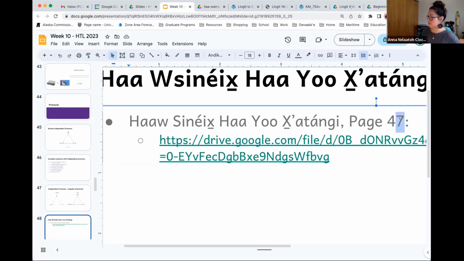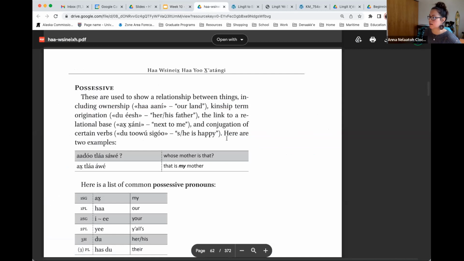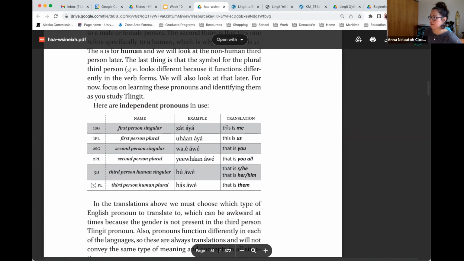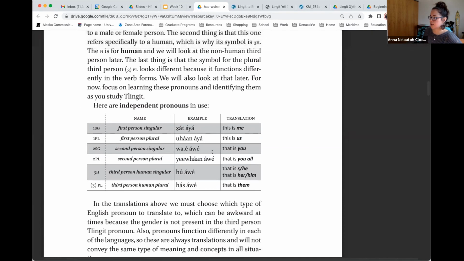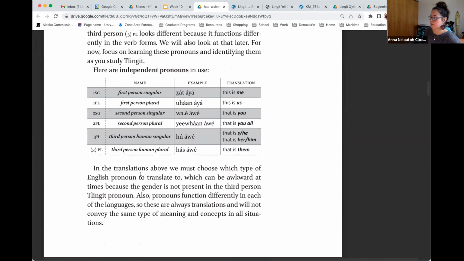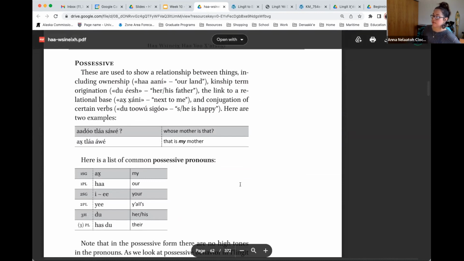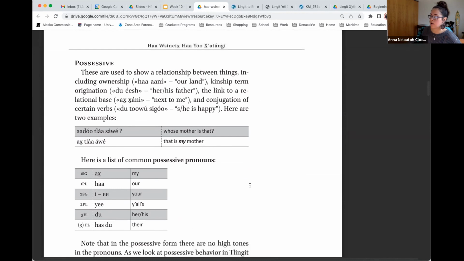Pronouns are page 47. And then for our next type, we're on page 48 here. So we talked about independent pronouns. This is me, this is us, that is you. And our next type is possessive. So possessive pronouns are used to show a relationship between things, including ownership, such as Kayaaní for our land.